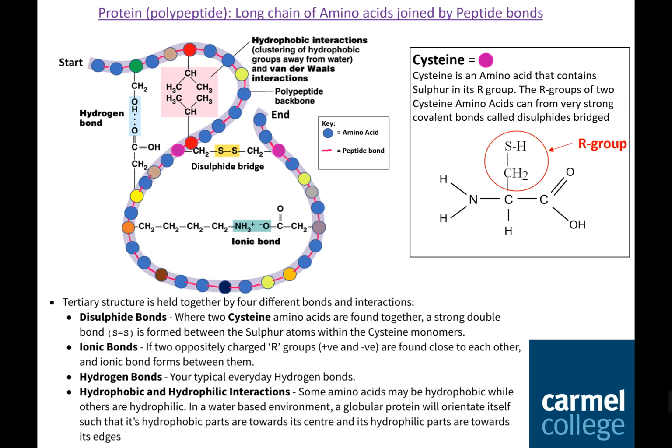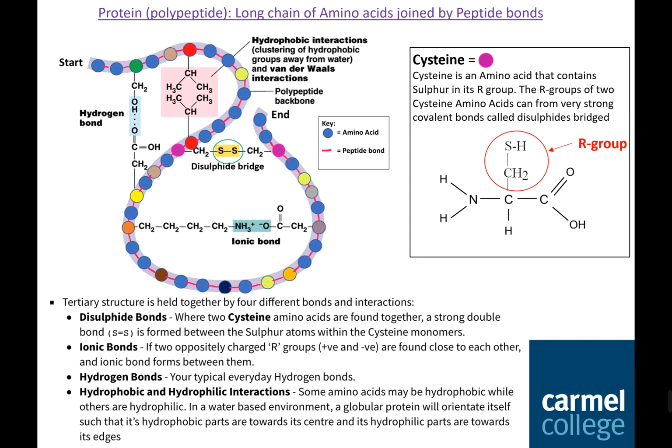You'll remember that different amino acids possess different R groups. Cysteine is an example of an amino acid that has an R group that contains sulfur. If we look at our polypeptide, our protein, we can see that there are two purple cysteine amino acids contained within this chain. The R groups of these two cysteine amino acids will form strong covalent bonds called disulfide bridges between them. These bonds are very strong and they are not easily broken.